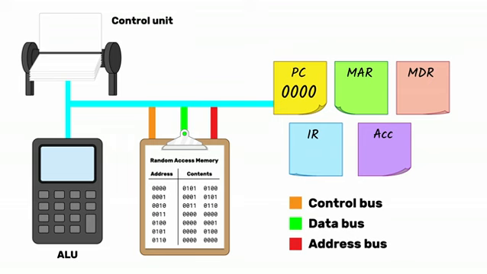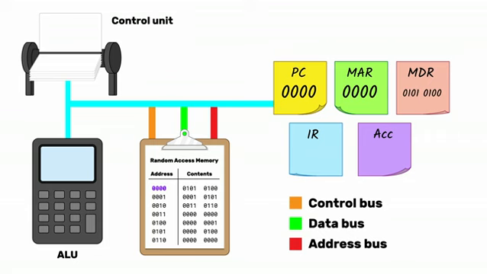The computer needs somewhere to store the current address in RAM that it is looking for. This is what the memory address register is for. 0000 is therefore copied into the MAR. A signal is then sent down the address bus to the RAM. The control unit sends out a memory read signal, and the contents of the address 0000 are copied through the data bus to the memory data register.